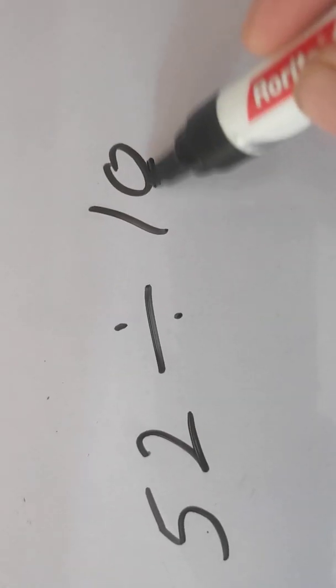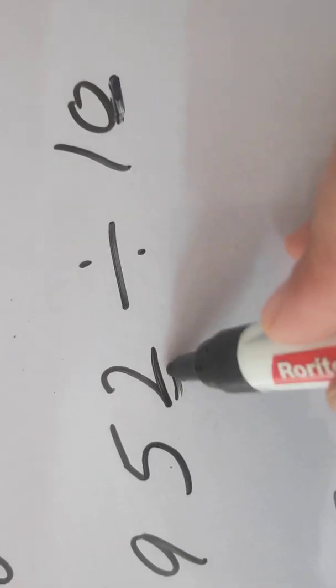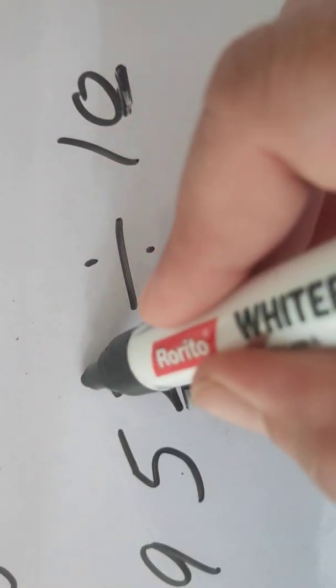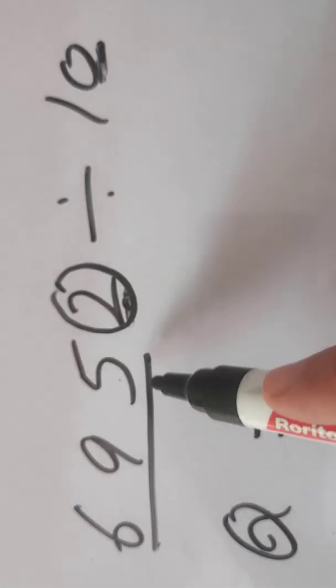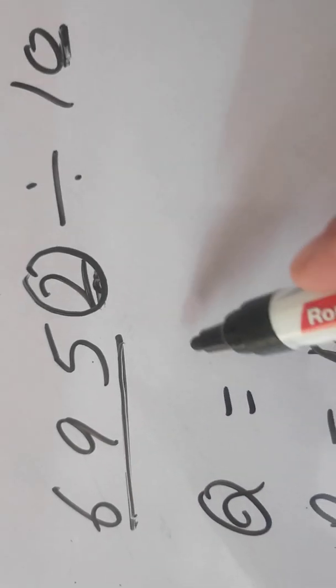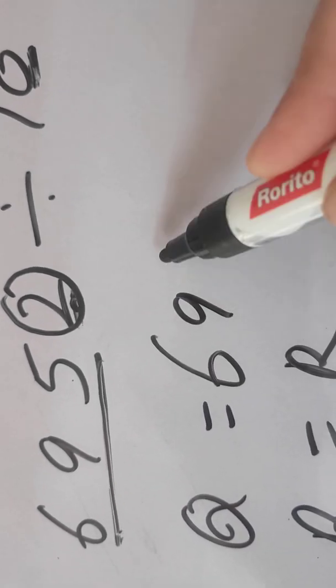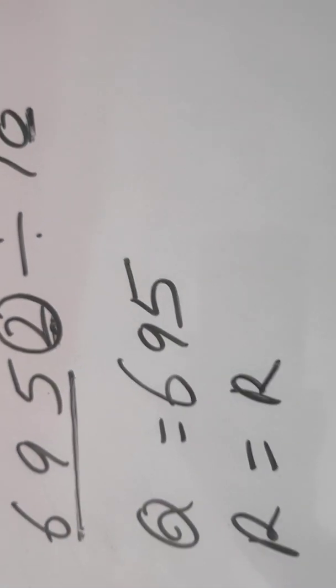Student, the divisor is 10. So from the dividend, the extreme right side digit, the ones place digit, will become the remainder. So what is the remainder here? 2. And the digits which are left, that will be your quotient. 695 will be your quotient.